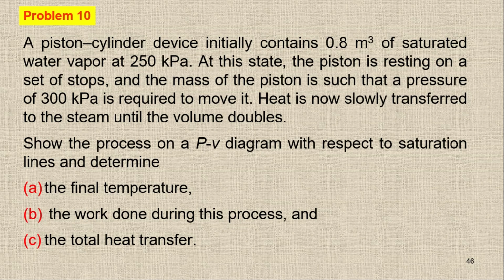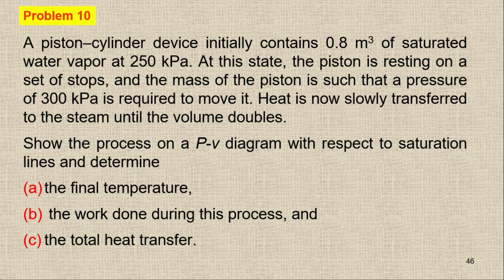So here, if you see, we have a piston cylinder device. Initially the pressure is 250 kilopascal and the piston needs 300 kilopascal, otherwise it will not move. So it means in the start, the heat that is going inside the system will increase the pressure of the system while the system is at constant volume, because the piston is not moving at all.